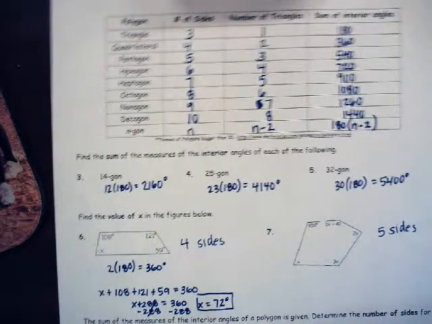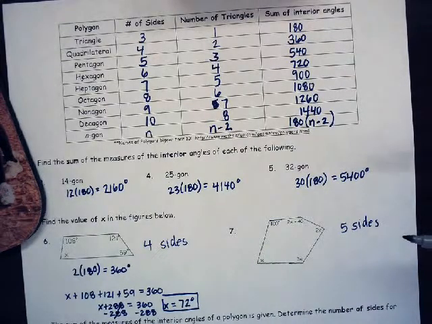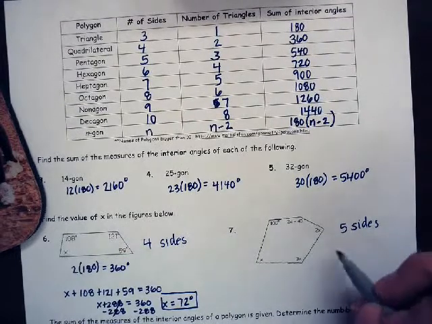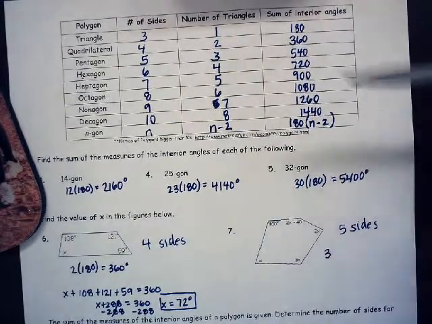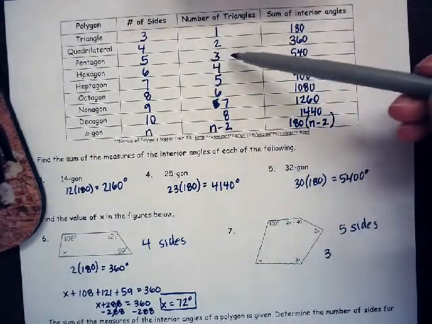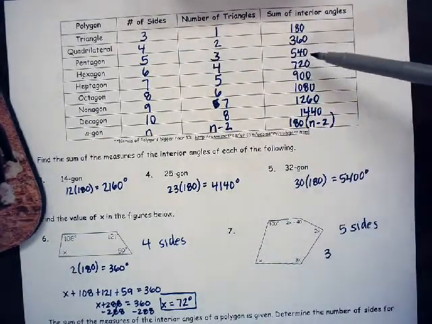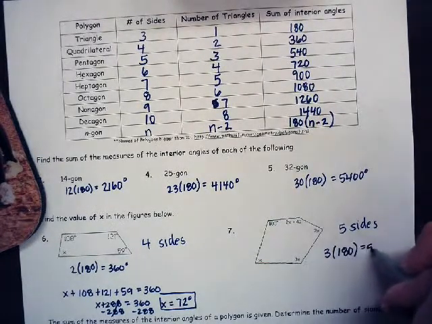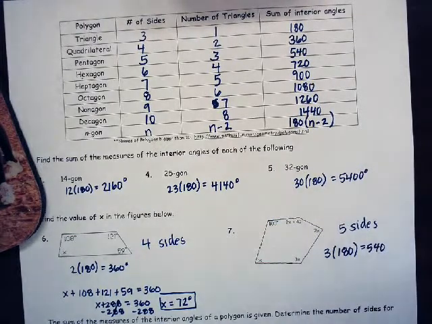So if we do a 5-sided figure like this one, and if you don't believe me, you can count them. Just trying to save us a little time, so I counted them before. We have to take 3 times 180 because we have to subtract 2 from 5. Just like we did up here in our chart. A 5-sided figure is 3 times 180 and gives us 540. So 3 times 180 equals 540. Okay, now we're going to do the same thing we did over here. We have to add all of these angle measures up and set it equal to 540.